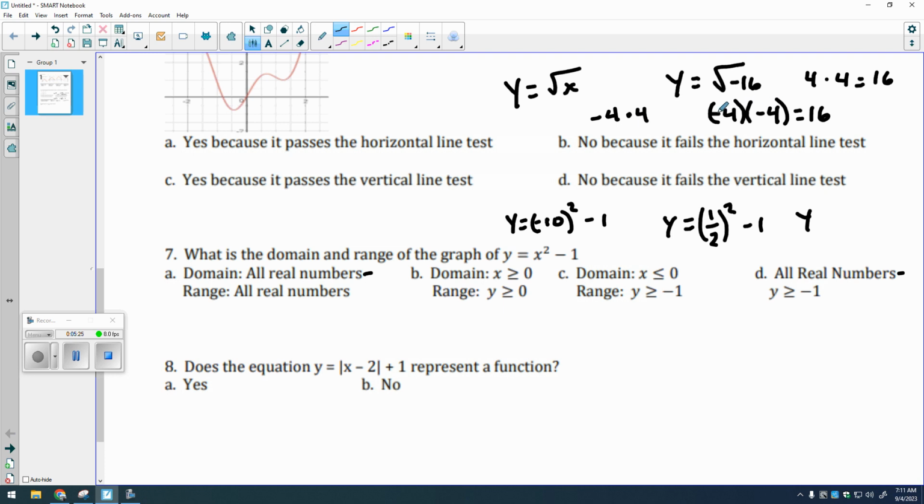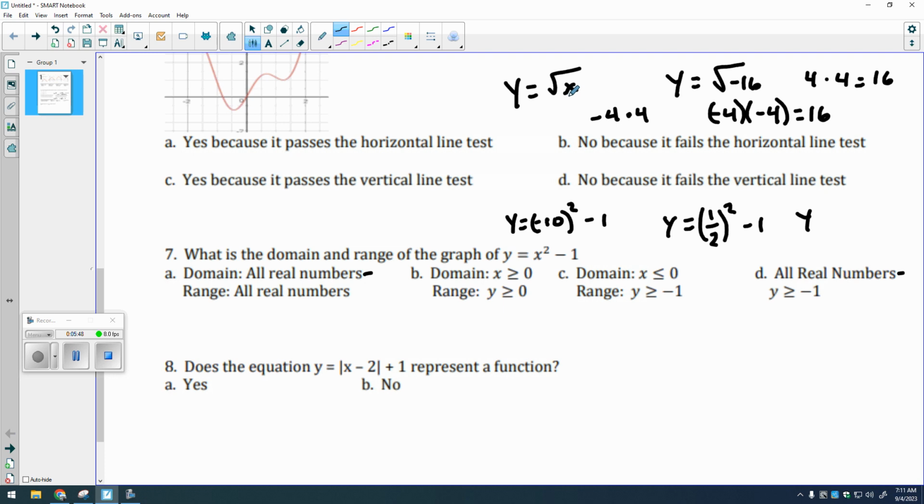So the two numbers have to be the same. There is no way of getting a negative 16 without the introduction of something we're going to talk about later in this course called imaginary numbers, but that's not what we know yet. So right now, the domain is not all real numbers. The domain of this one is x has to be greater than or equal to 0.